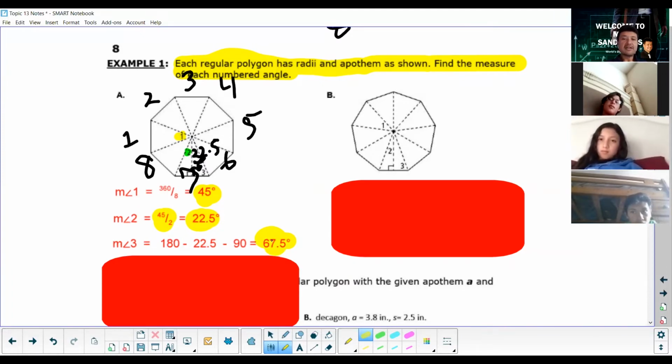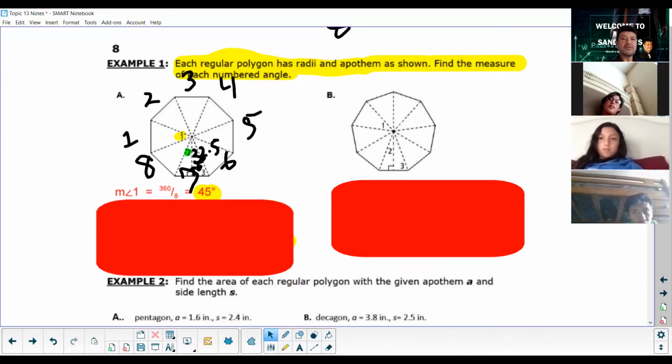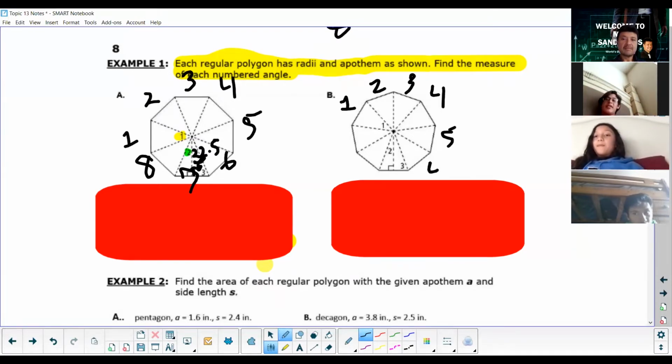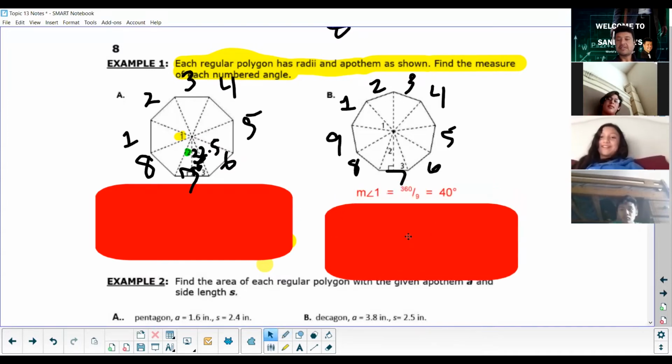All right, good. Okay, so let's do this one more time to see if it works a little bit better. So we'll start with you again, Max. How would you find the measurement of angle 1 on B? 360 divided by 8. Well, I don't know if it's going to be 8. Let's count. That's 7. Oh, it's 9. Yeah, so 360 divided by 9, right? So this time it's 40.